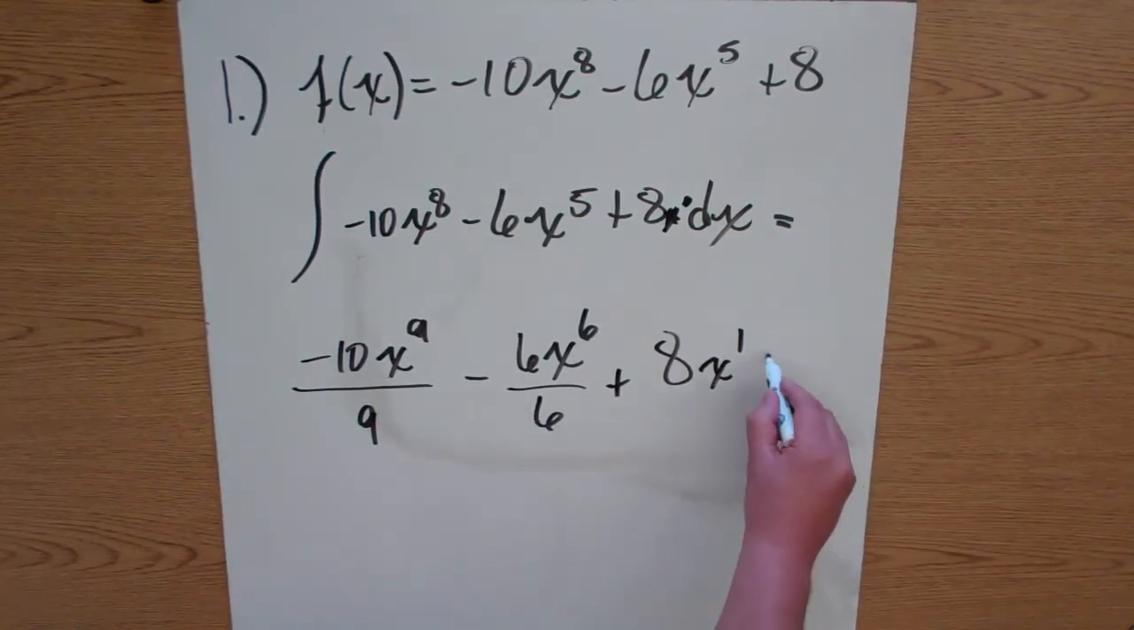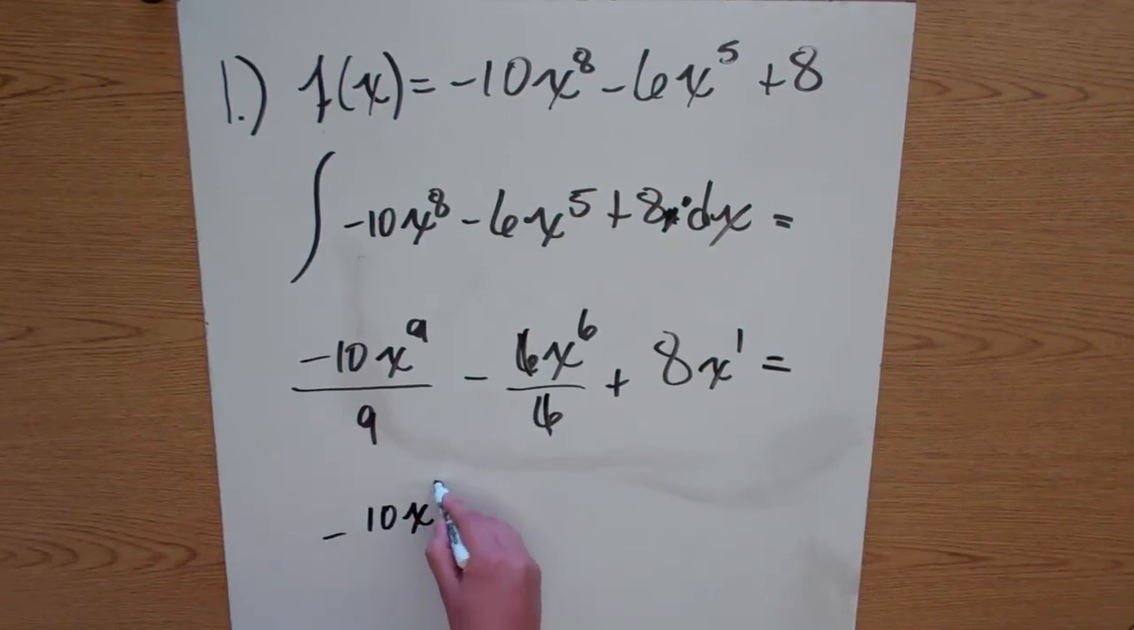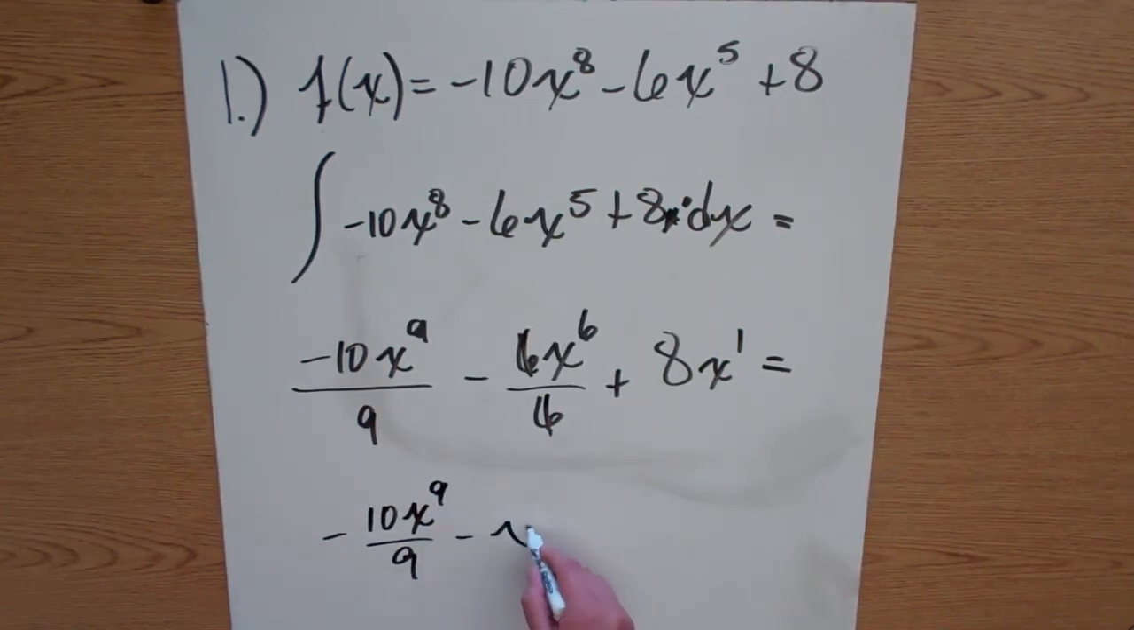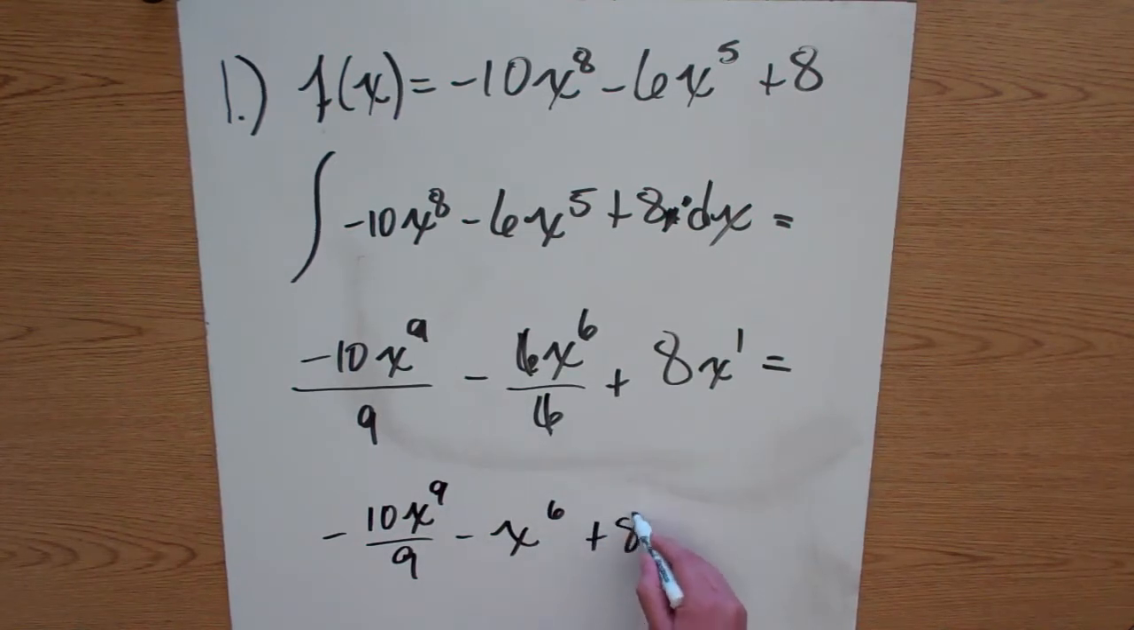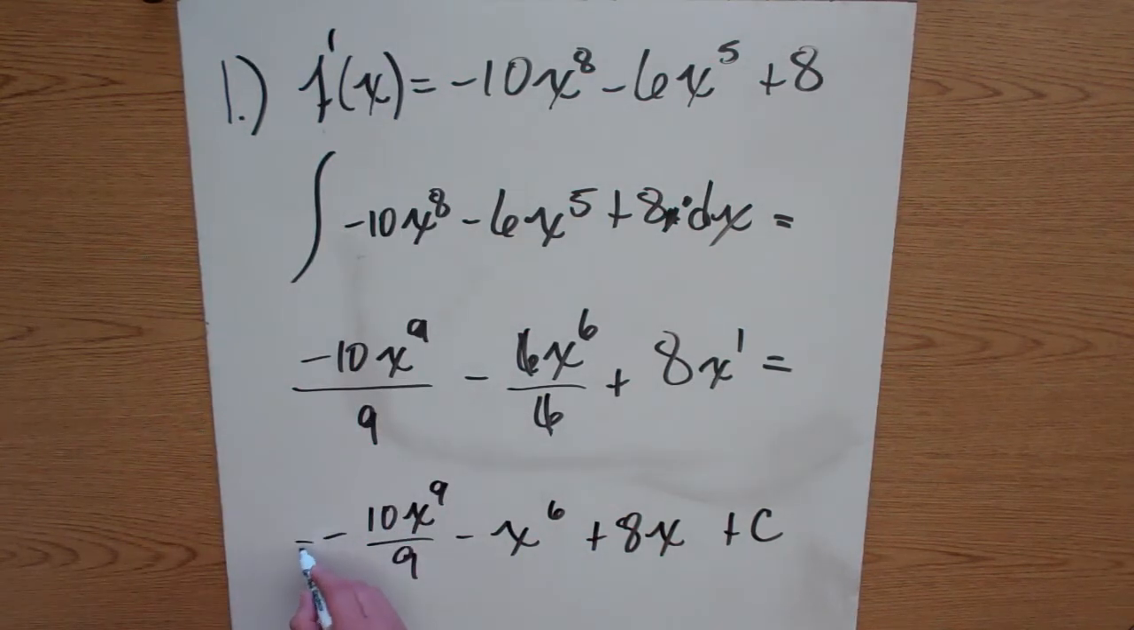Now we can take this one step further by canceling out those two 6's there to give us a final answer of negative 10x to the 9th over 9 minus x to the 6th plus 8x, and don't forget plus c. Alright, so this was your f prime of x, and now this is your original function f of x. And remember, it's just a generic function because of the plus c. They would have to give us a little bit more information to actually figure out what c was. Alright, so there's number one.